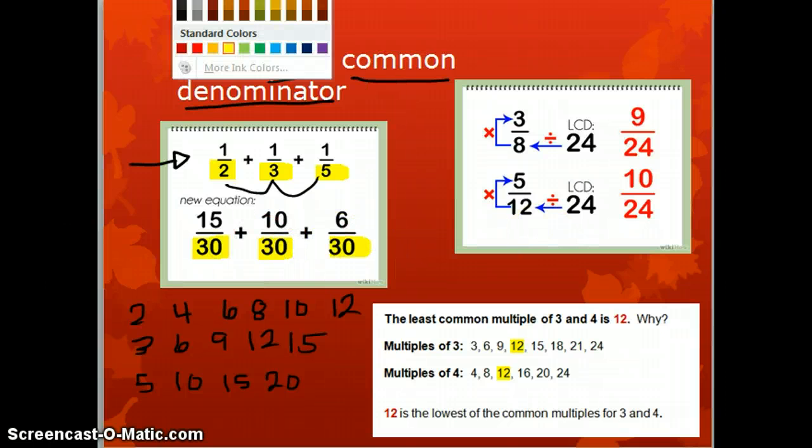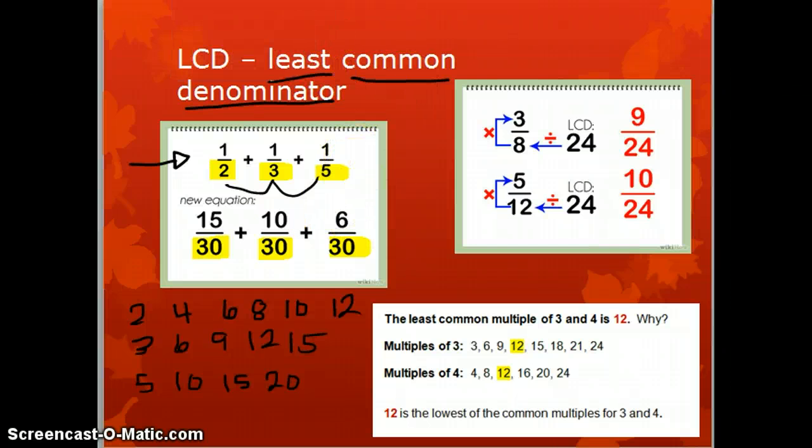Now remember, when we're finding our least common denominator, you have to multiply. If we're looking to get to 30, 5 times 6 gives me 30, so 1 times 6 gives me 6. 3 times 10 gives me 30, so 1 times 10 gives me 10. 2 times 15 gives me 30, so 1 times 15 gives me 15. We have to stay consistent: if we multiplied our bottom number, then we also had to multiply our top number.